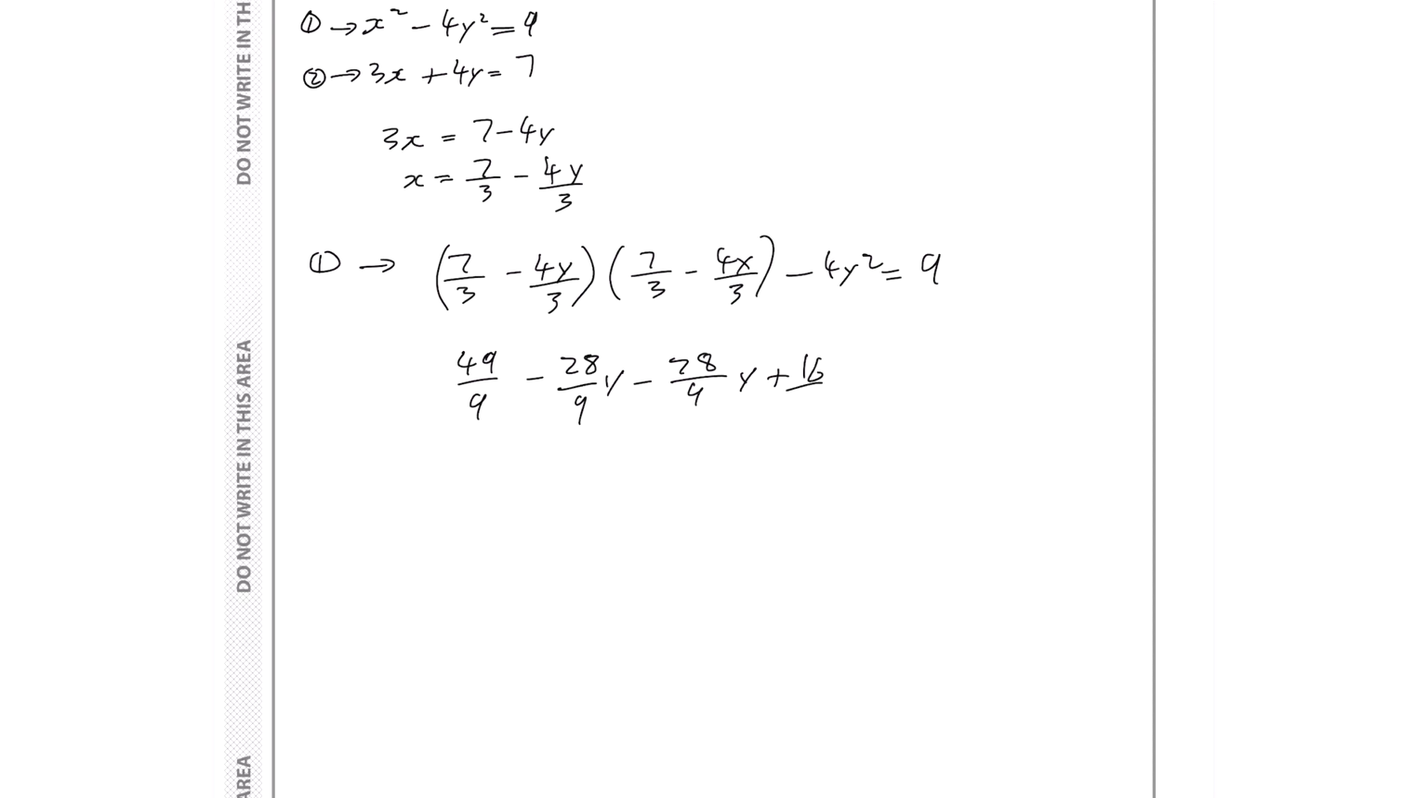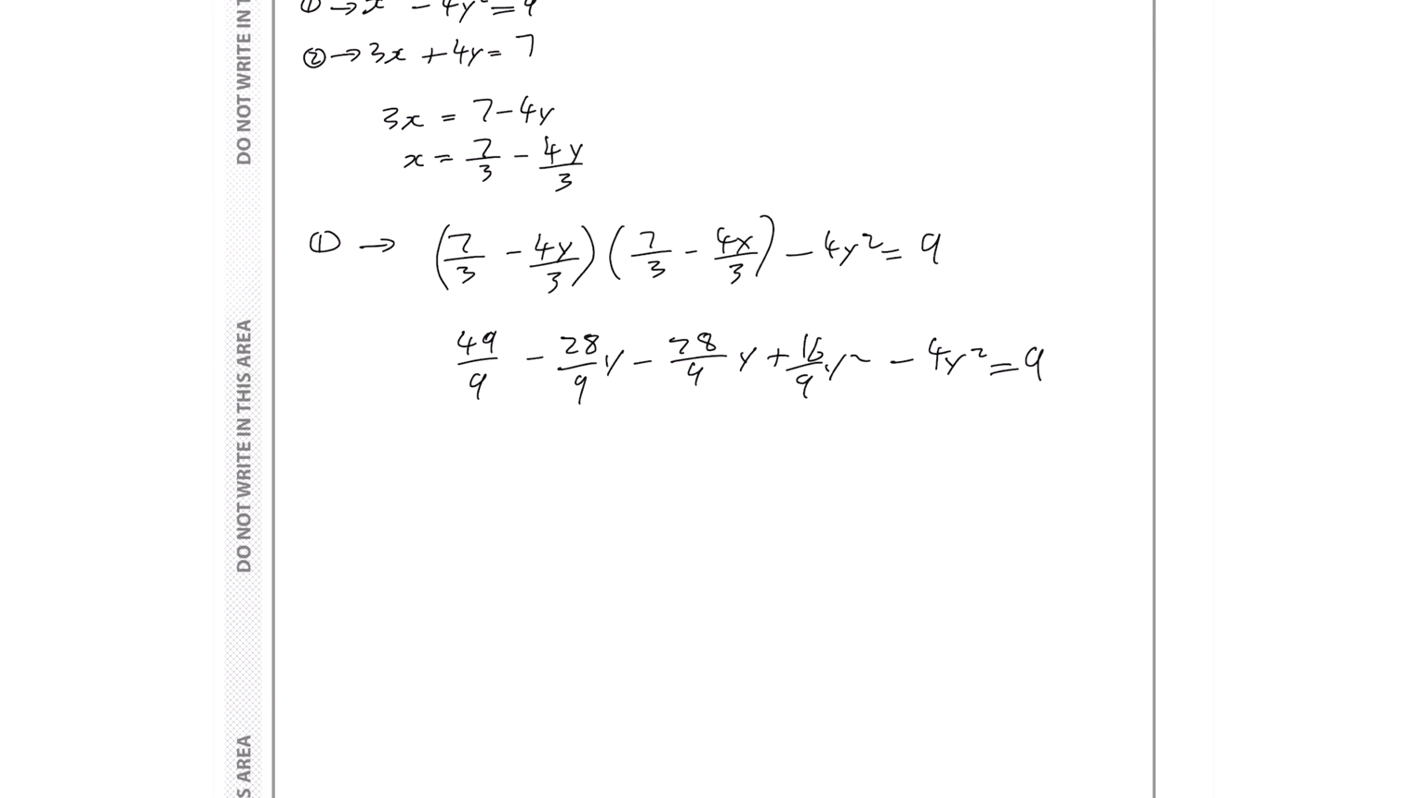Plus 16 over 9y squared minus 4y squared is equal to 9. Now we're going to collect the like terms together. So that's going to be these two and these two. So that's minus 20 over 9y squared minus 56 over 9y plus 49 over 9 is equal to 9.